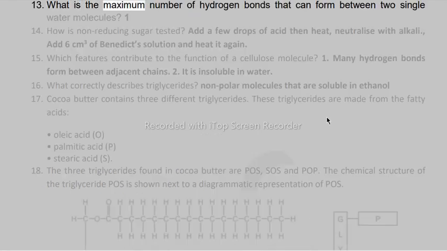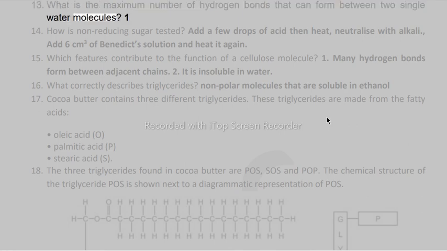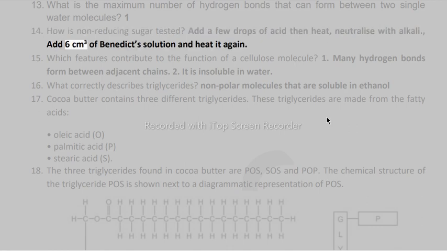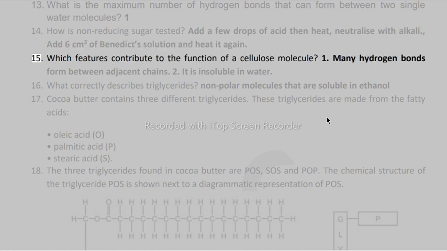13. What is the maximum number of hydrogen bonds that can form between two single water molecules? 14. How is non-reducing sugar tested? Add a few drops of acid, then heat, neutralize with alkali, add 6 cubic centimeters of Benedict's solution and heat it again. 15. Which features contribute to the function of a cellulose molecule?